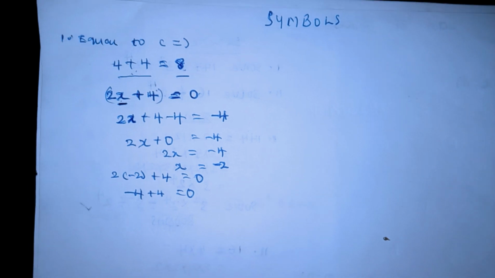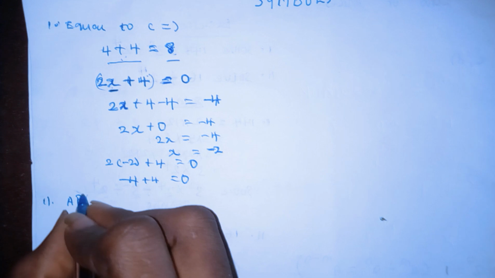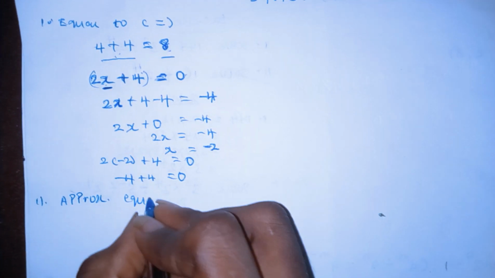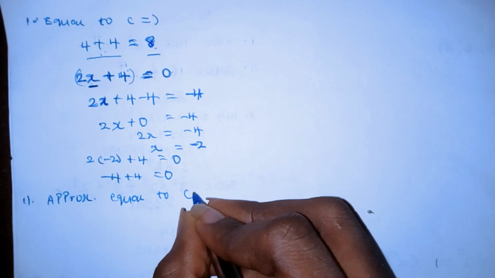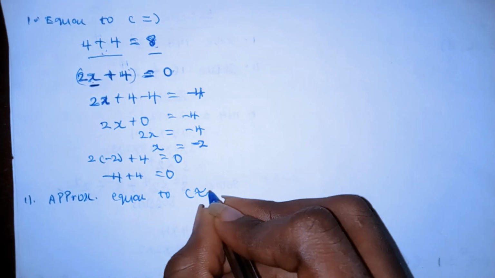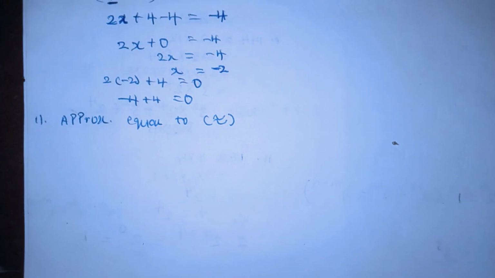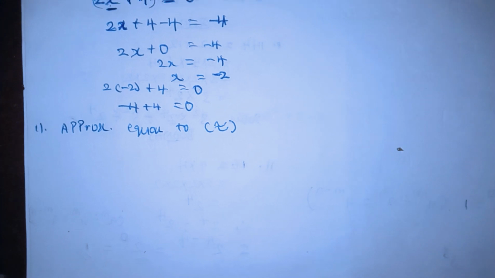That is the first symbol, equal to. The second symbol which I'm going to tackle is approximately equal to, and it has a symbol like this. This approximately equal to is also confusing to so many students, and we're going to show you where it becomes a challenge.